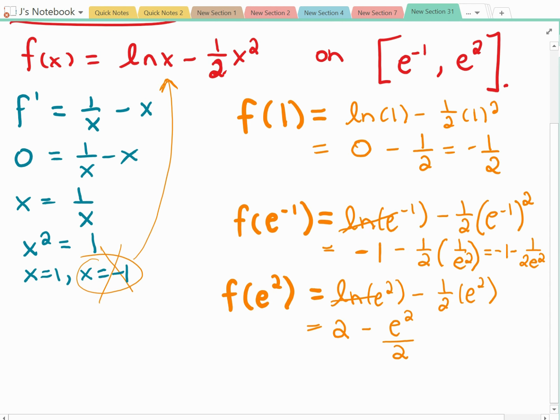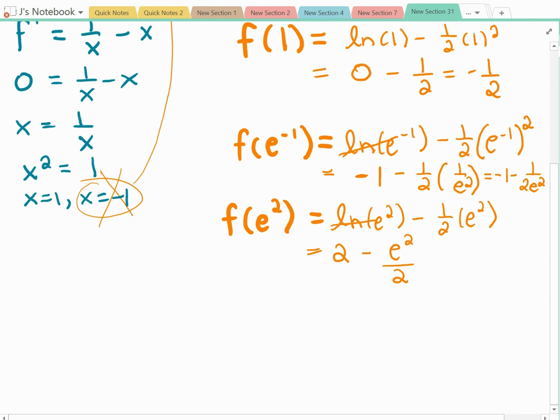The easiest way to compare screwed up numbers is to compare with equal denominator. So I'm going to put all three numbers in a row. We have negative 1/2. This is not in any particular order. I don't know what the order is. We're going to find that out. Minus 1 minus 1 over 2e squared. And then the last one, 2 minus e squared over 2.